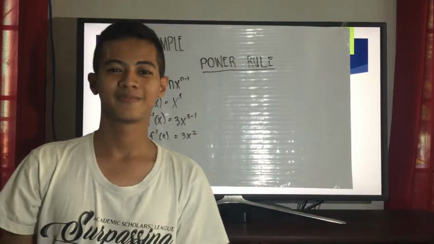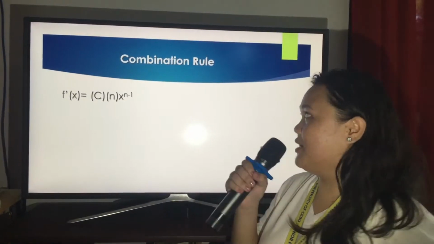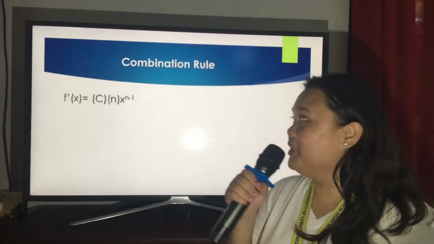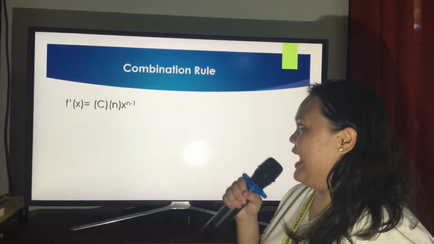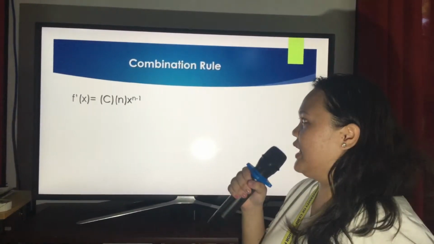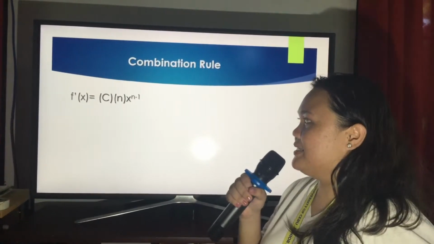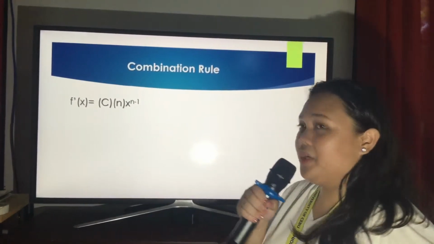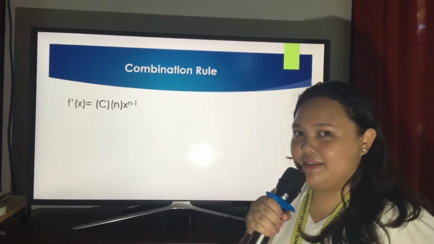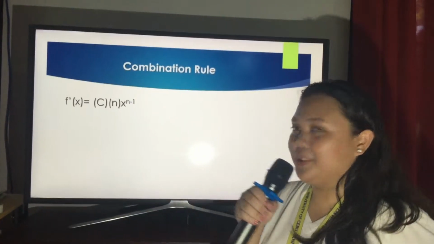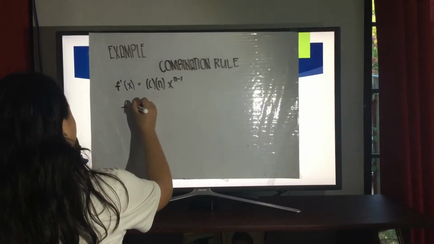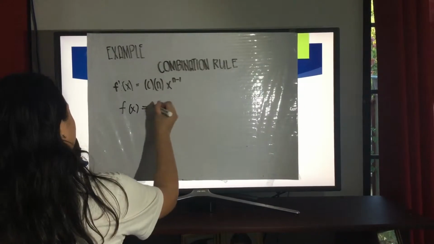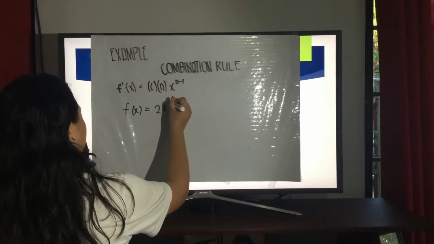So that's it. The next differentiation rule is the combination rule, which has the formula of f prime of x is equals to c multiplied by n x to the power of n minus 1, in which c is the constant and n is the exponent. We call this the combination rule because it is the combination of the constant rule and the power rule. Let's apply the combination rule. For example, f of x is equals to 2x cubed.